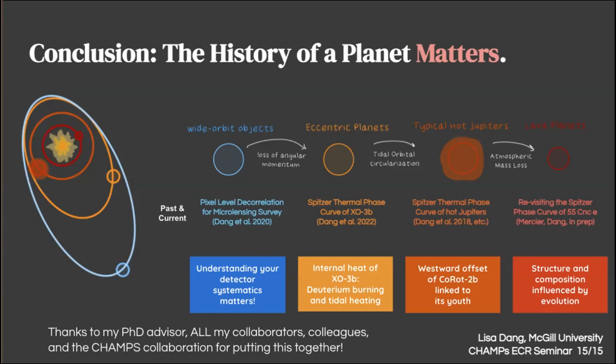And then Luke Bouma says, great work and great talk. For Exo3b, what are the estimates for the circularization timescale? Is there any chance at observing the eccentricity evolve?